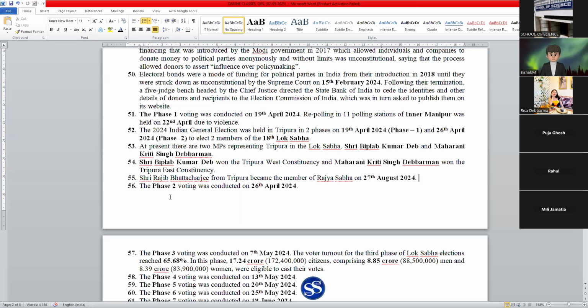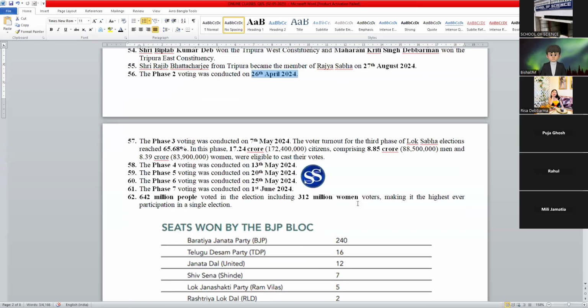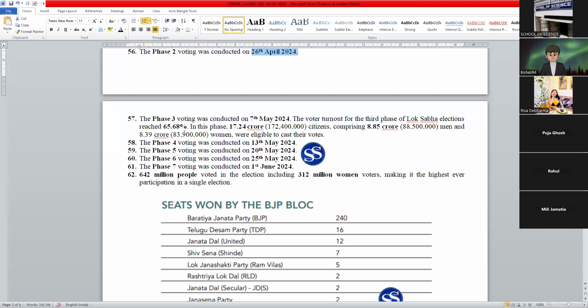Point number 56. The phase 2 voting was conducted on 26th April 2024. Point number 57. The phase 3 voting was conducted on 7th May 2024. The voter turnout for the 3rd phase of Lok Sabha elections reached 65.68%. In this phase, 17.24 crore citizens, comprising 8.85 crore men and 8.39 crore women, were eligible to cast their vote.